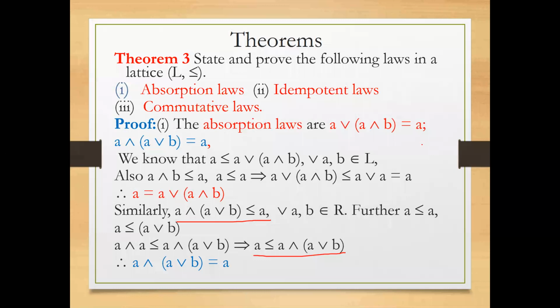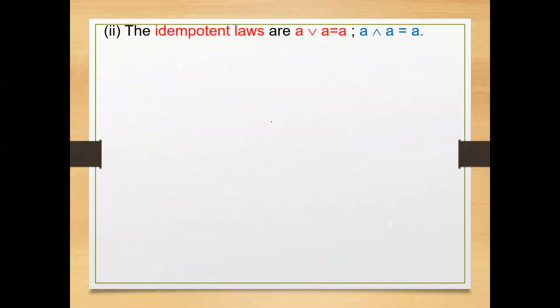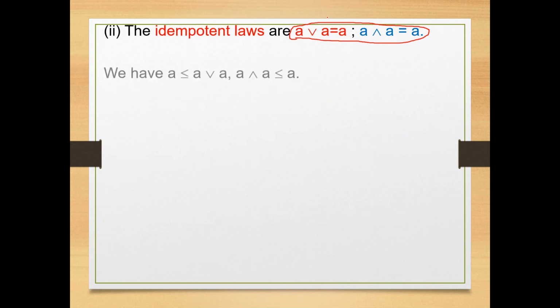Next part is idempotent law. So firstly the statement of idempotent law, which we have also applied in the previous part: a join a is a and a meet a is also equal to a. a join a is also equal to a, and a meet a is also equal to a. This is called the idempotent law.